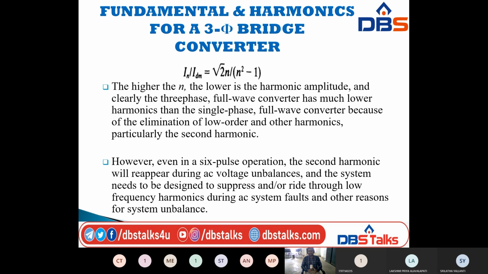That means the higher the value of n, the lower is the harmonic amplitude. Clearly, the three-phase full wave converter has much lower harmonics than the single phase full wave converter, because of the elimination of low order harmonics, particularly the second harmonic. So we don't have the second harmonic. That's why the three-phase full wave bridge converter has much lower harmonics than the single phase full wave bridge converter.